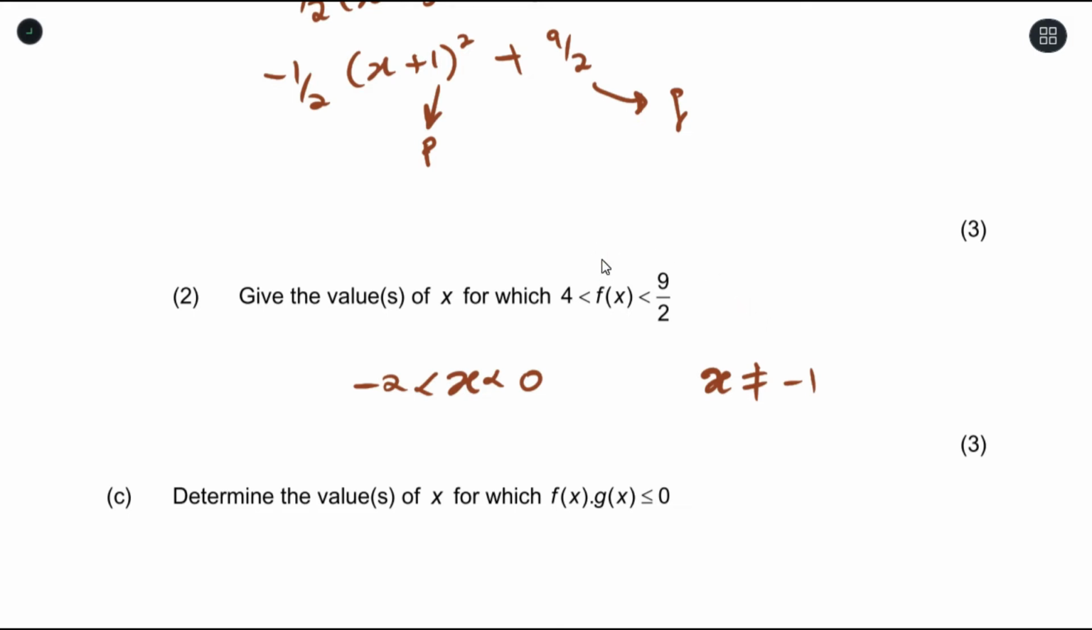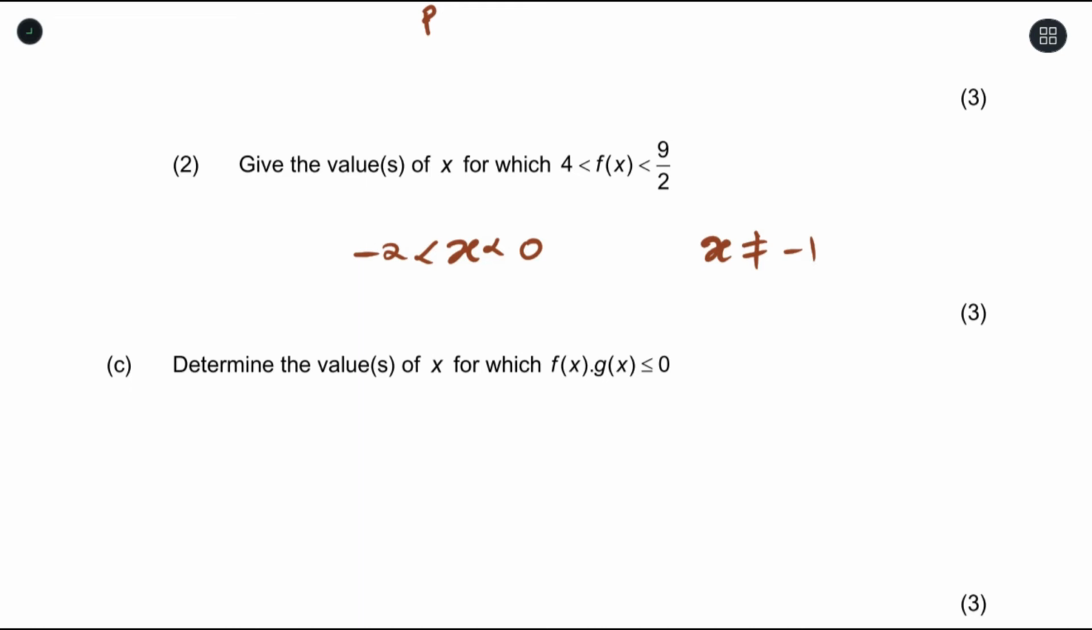That's it. Now for C, it says determine the values for x for which f(x) times g(x) is less than or equal to 0. Okay. Now, to answer this particular question, we need to understand what "less than or equal to 0" means. First of all, we're looking for the part of our graph that is less than 0 and also equal to 0. Less than 0 literally means it is negative, and equal to 0 actually means the x-intercepts.